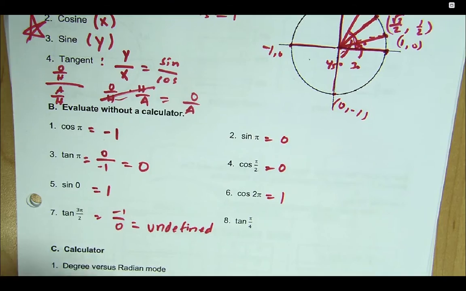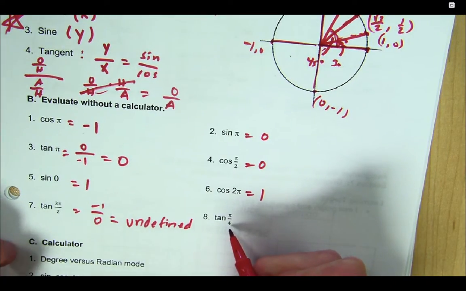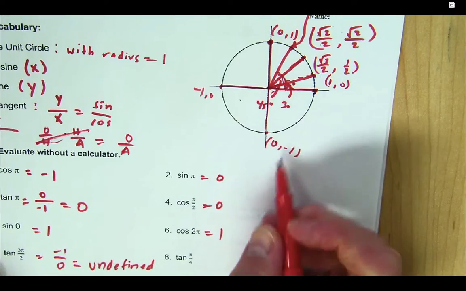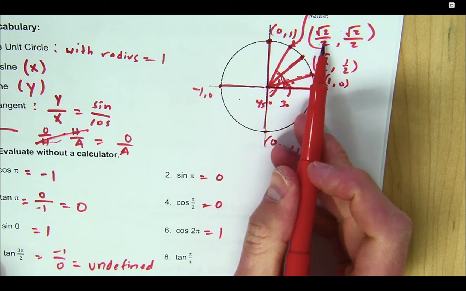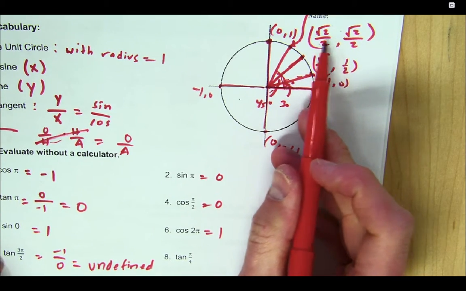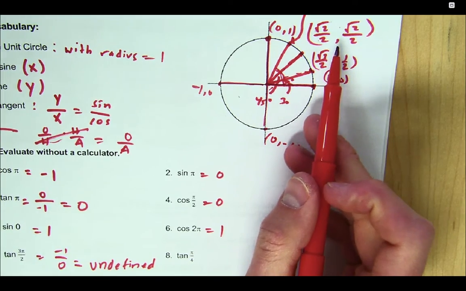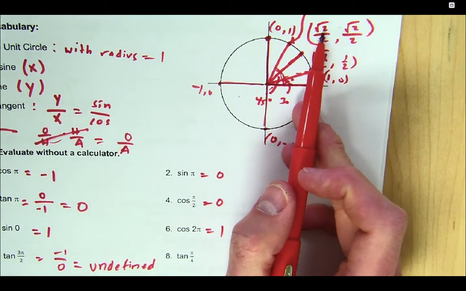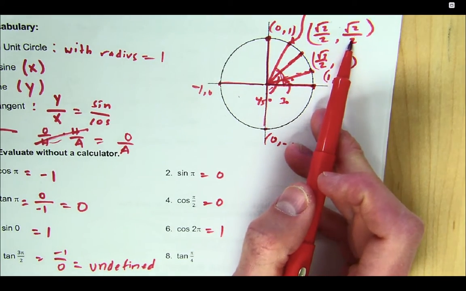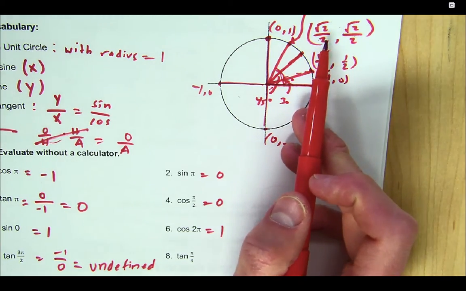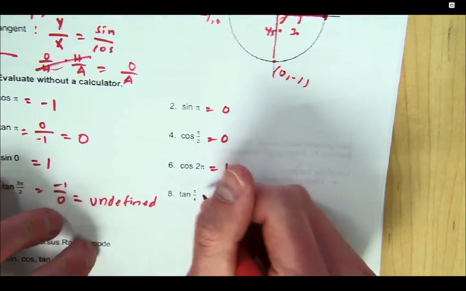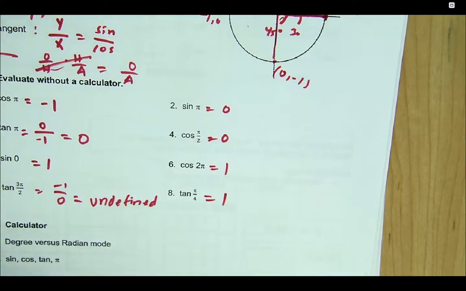Okay. And last one, tangent of pi over 4. Pi over 4 is 45 degrees. So you come up here. We're looking at these coordinates. And we're also looking at tangent. Remember, tangent is y divided by x. So this is root 2 over 2 divided by root 2 over 2. Well, anything over itself is equal to 1.